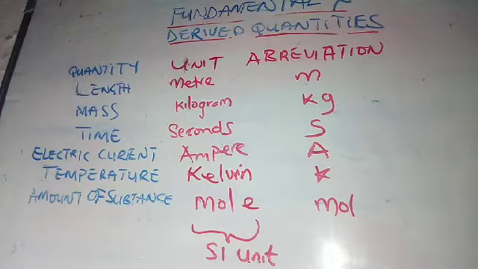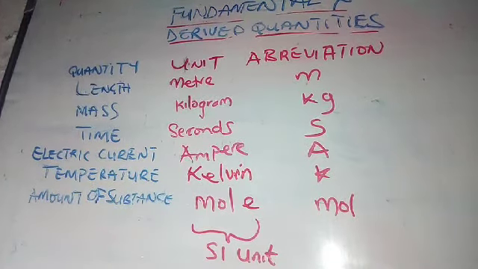So, fundamental quantities are those quantities you can describe as basic quantities that are independent of others and cannot be defined in terms of other quantities or derived from them. The units of these fundamental quantities are called fundamental units.